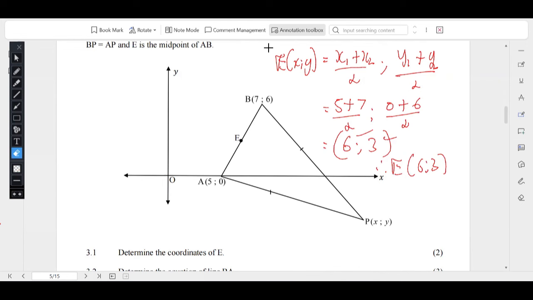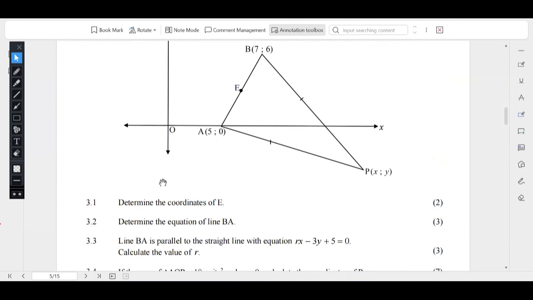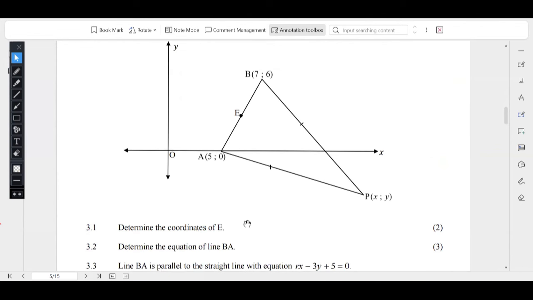Okay, then nice. Now we proceed to 3.2. It says determine the equation of line BA. Now we know BA is a straight line, and in order to determine the equation of a straight line, this is in the form of y is equals to mx plus c, you need the gradient and you also need the y-intercept, right?